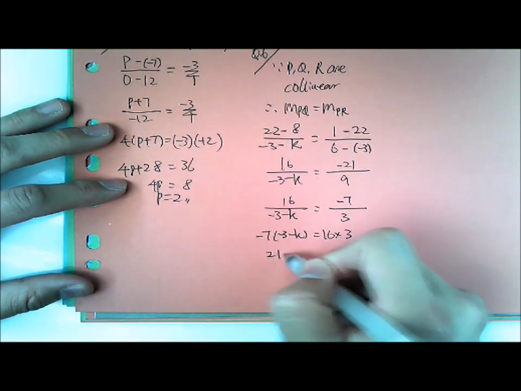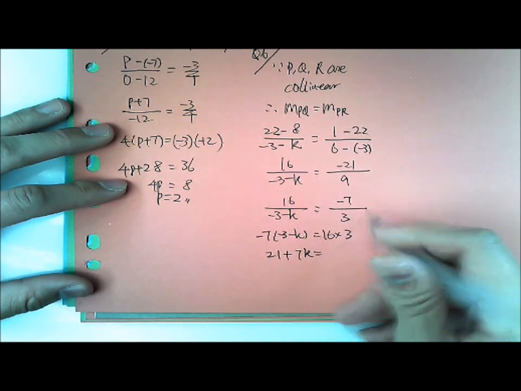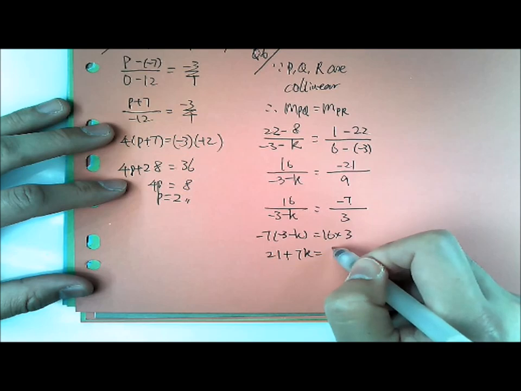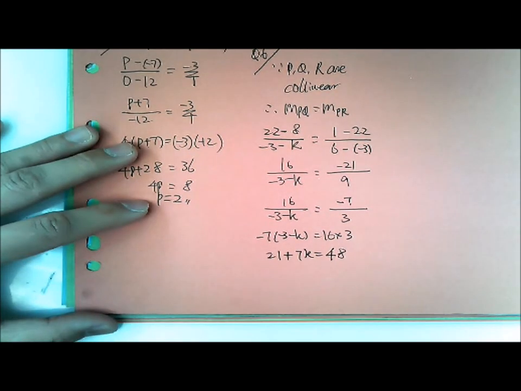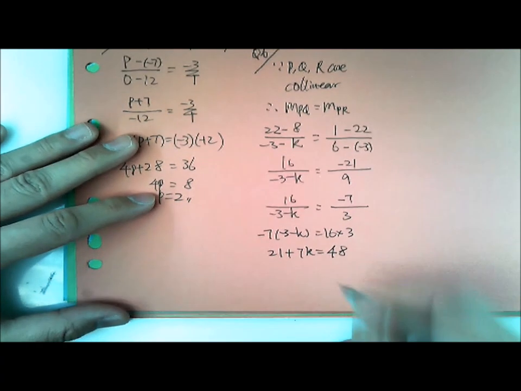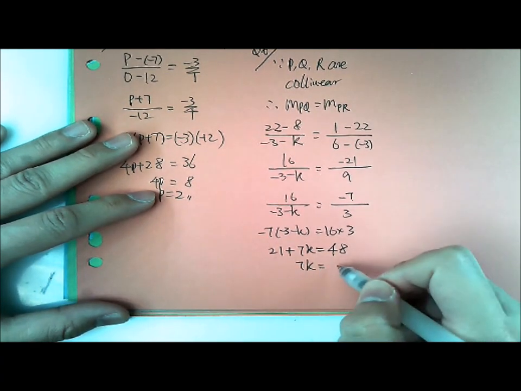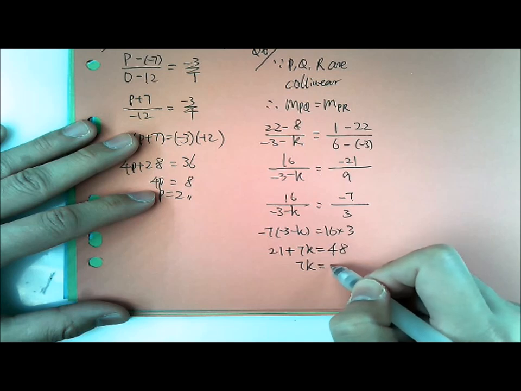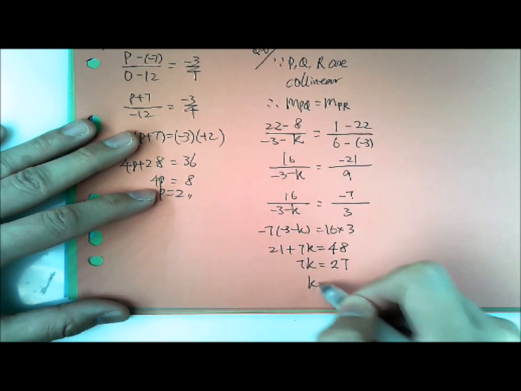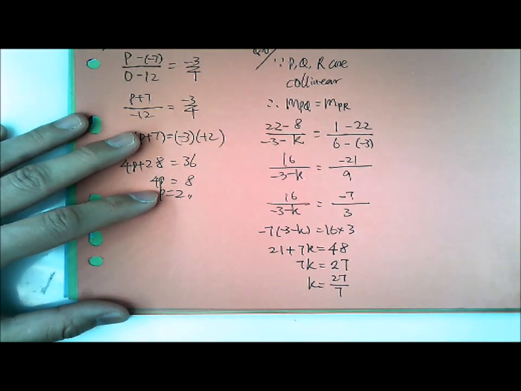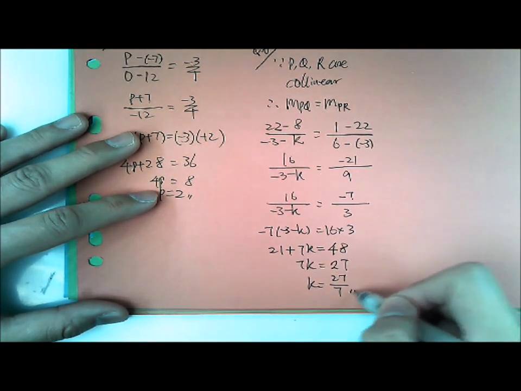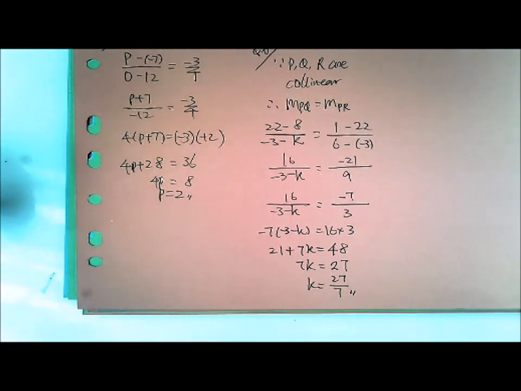It's okay? So 21 plus 7K equal to 48, minus 21 both sides, minus K, and then this is 27, divided by 7 both sides. You cannot have a nice number here, but it's okay.